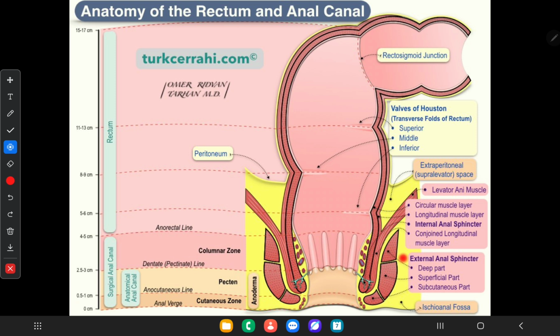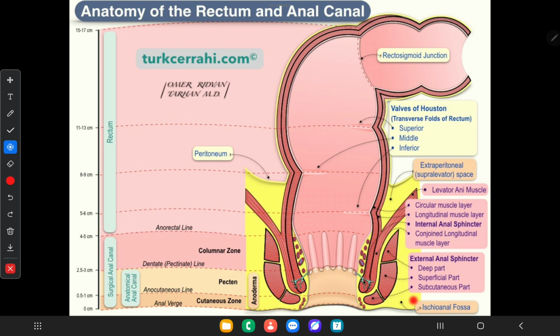When we talk about the relations of the anal canal, posteriorly it is in contact with the anococcygeal ligament, and anteriorly the perineal body separates the anal canal from the lower part of the vagina in females and from the penile bulb and membranous urethra in males. As you know, on either side there are ischiorectal fossae.